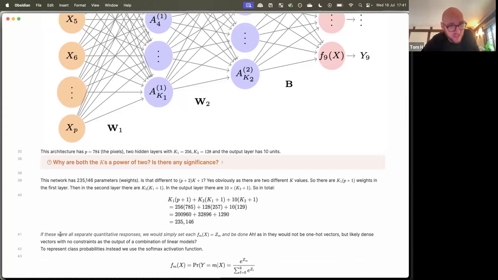Yeah, I think where I've put things in italics is quotes from the book that I didn't quite understand. So it's, if these were all separate quantitative responses, we would simply set each f_m(X) equal to Z_m and be done. I think the Z here is just the output. What was Y before? I don't know whether there was a change somewhere that I missed that turned it into a Z.